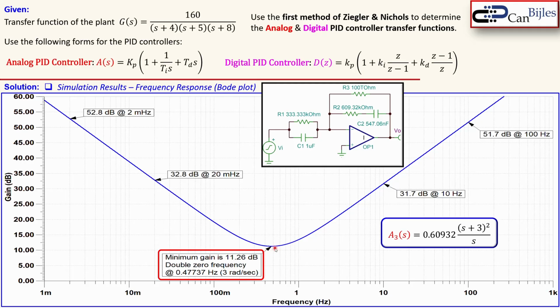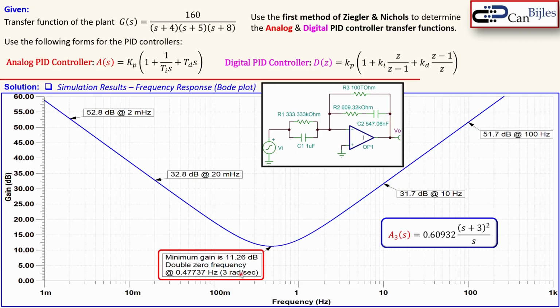And since the zero is coming into the picture, we actually have a double zero here, and it also makes the system a first order differentiator, which is going up by 20 dB per decade. So this is a minus 20 dB per decade slope, and this is a plus 20 dB per decade slope, because you see here 31.7 dB at 10 Hertz, 51.7 dB at 100 Hertz, so 10 times larger in frequency. So this is really what we see from our transfer function, and our zero location is correct.